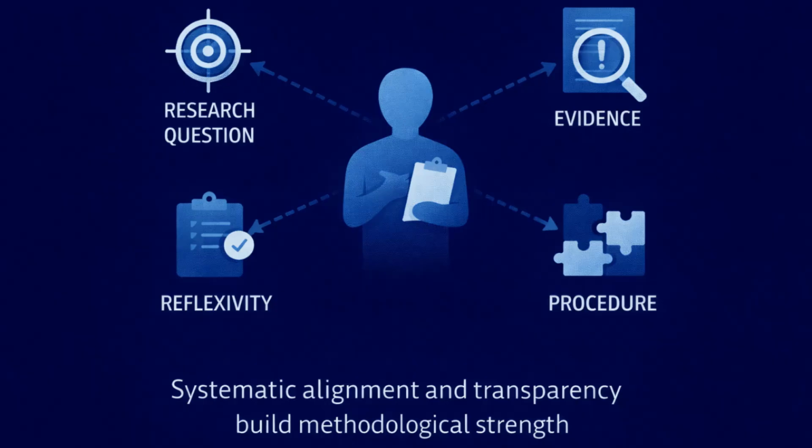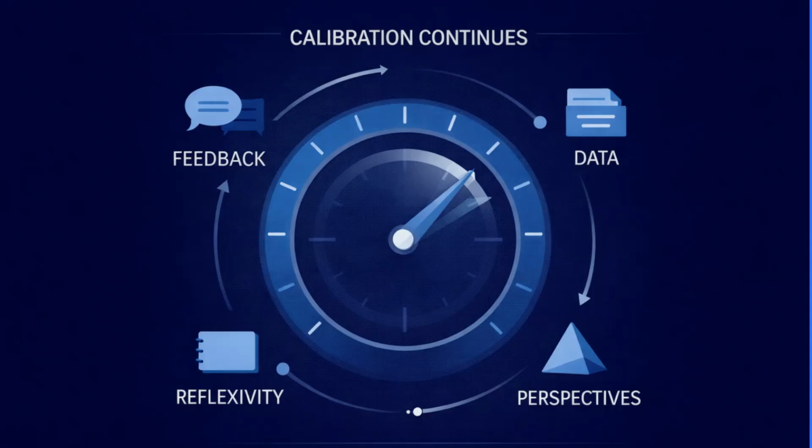Being the instrument does not reduce qualitative findings to personal impressions. Methodological strength emerges from systematic alignment with research questions, transparent analytic procedures, documented reflexivity, and grounding interpretations in evidence. The instrument develops over time. Judgment becomes more precise through repeated engagement with data, feedback from others, and exposure to diverse analytic perspectives. Calibration is ongoing rather than fixed.